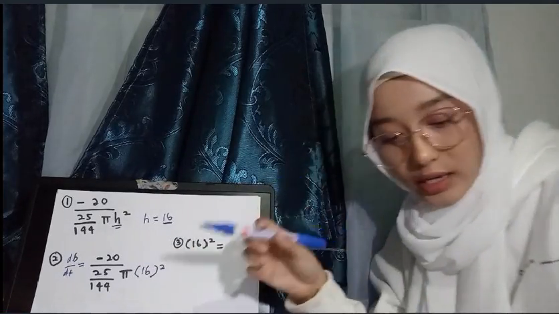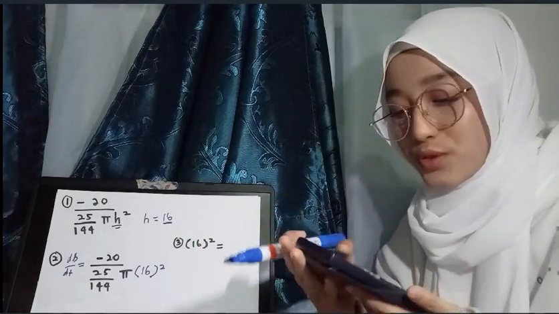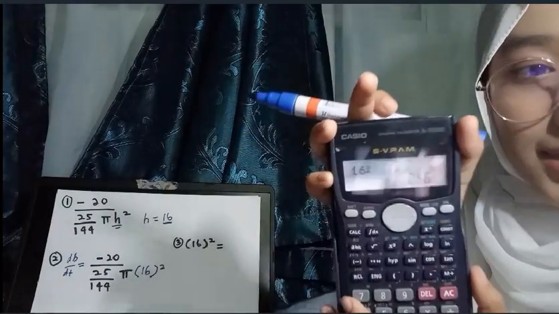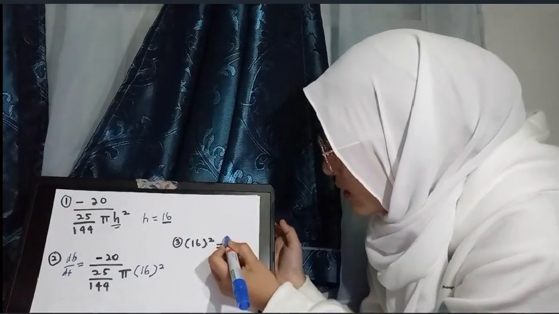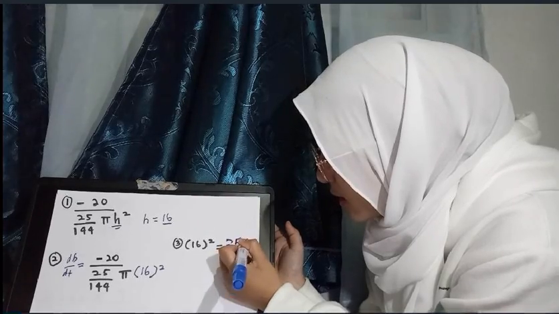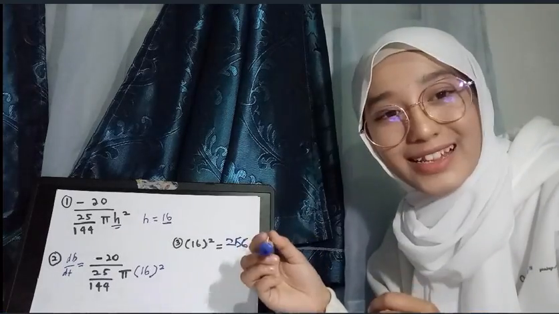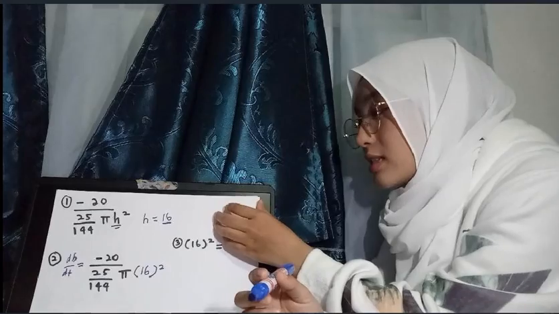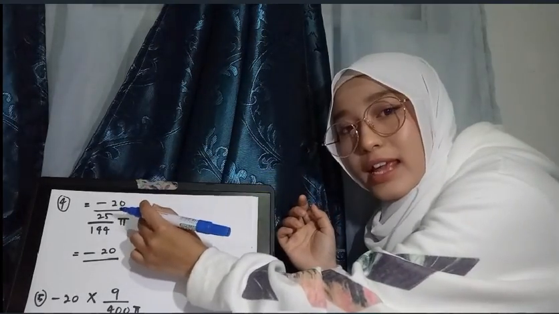So use your calculator. 16 to the power of 2. What do you get? You get 256. Sorry for my bad writing. So this is what you get. Then you insert the value in this calculation.